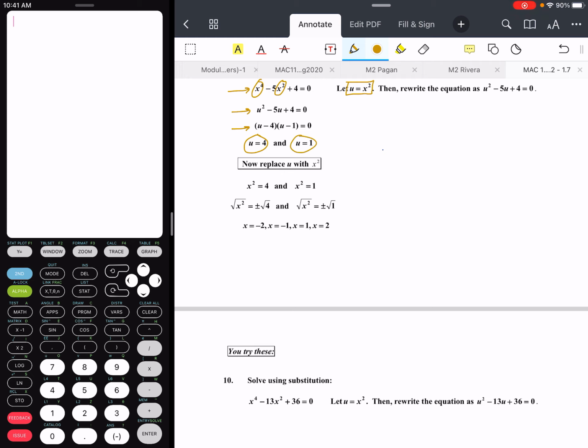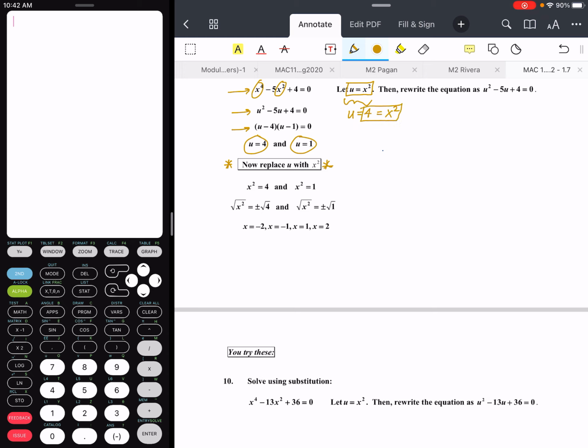But I'm not finished. This is a lot of times where students mistakenly stop. They get the 4 and the 1, and they're like, I'm so smart, I got the right answer. And you can still be smart, but you didn't get the right answer yet. So the next step is we need to replace u with x squared, and that's based on this. I got that u equals 4. But remember that u equals x squared. So now I'm focusing on solving x squared equals 4.